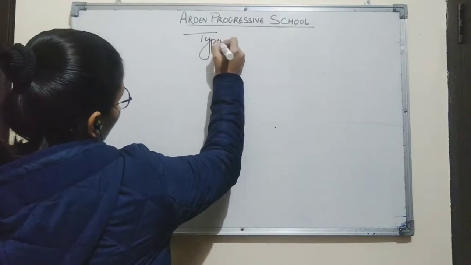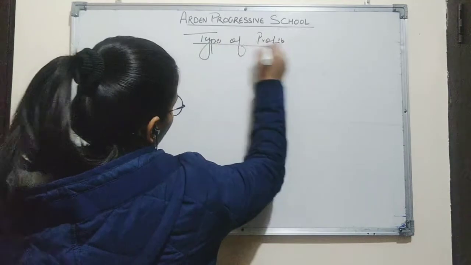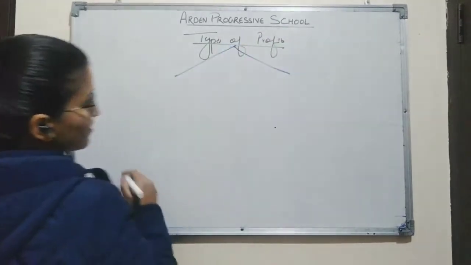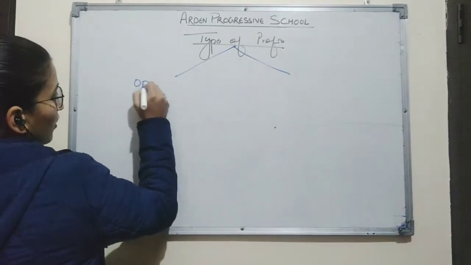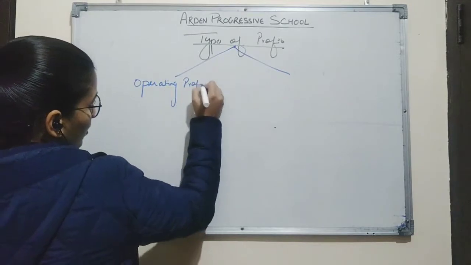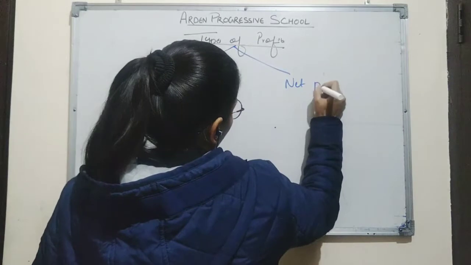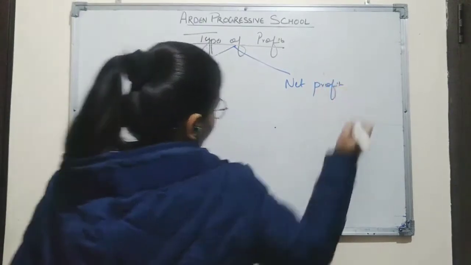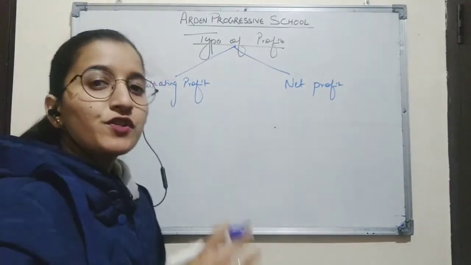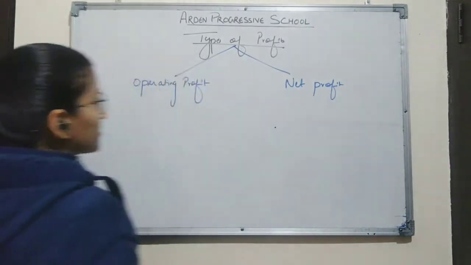types of profits. Now, there are two types of profit. First is operating profit and second is net profit. So here operating profit means the profit which is earned through the normal activities of the business.